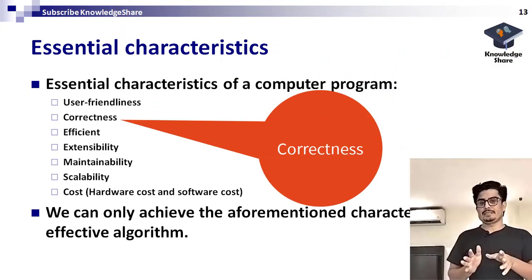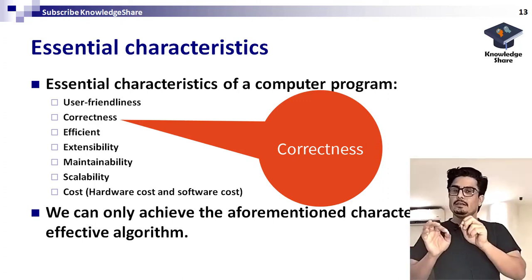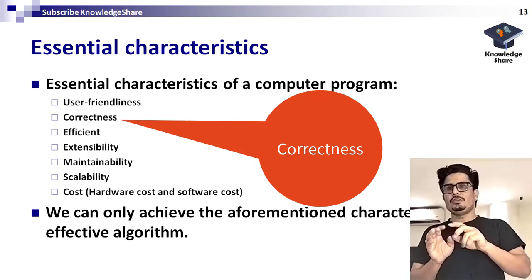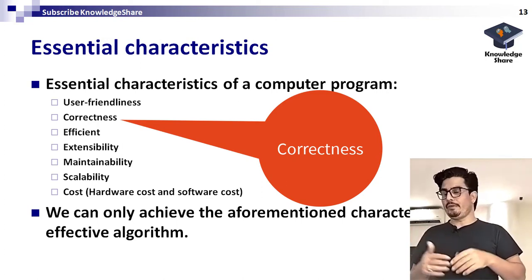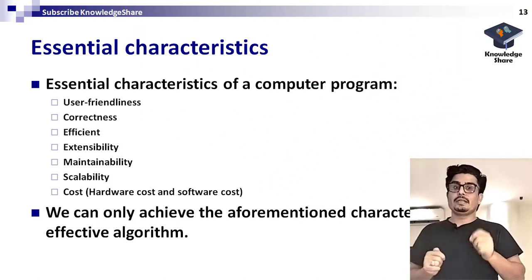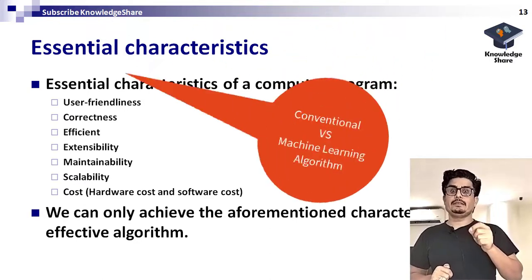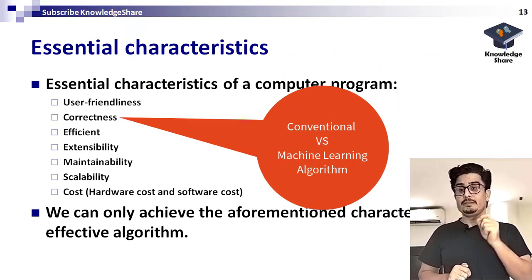Correctness, again I am discussing that we can use correctness in two scenarios. In conventional programming, for example, if you have an algorithm for sorting, correctness is very important. 100% correctness is very important.